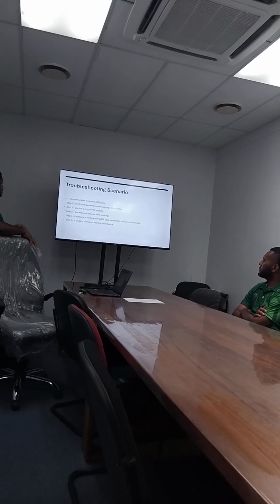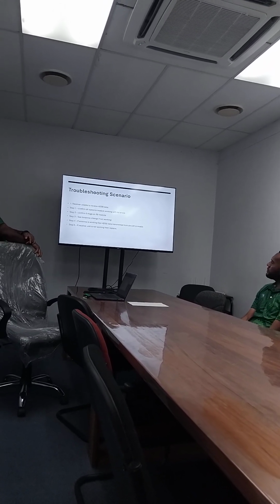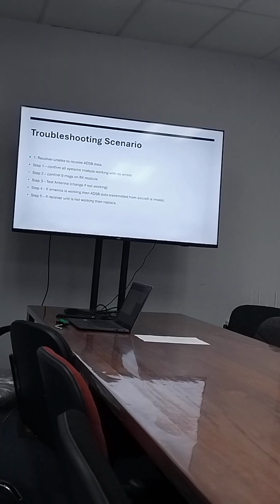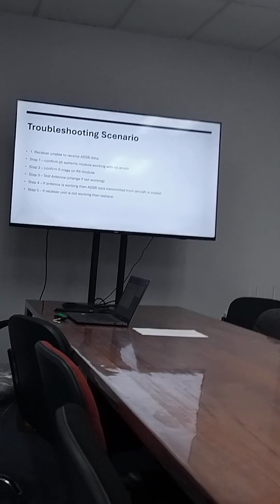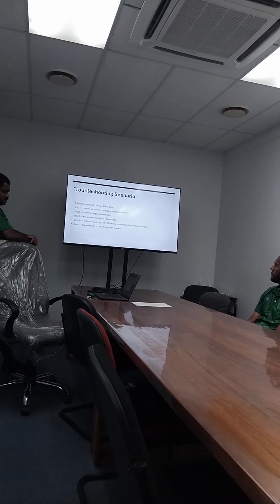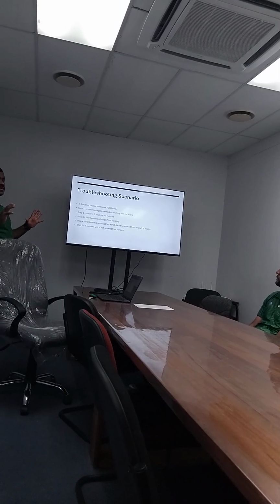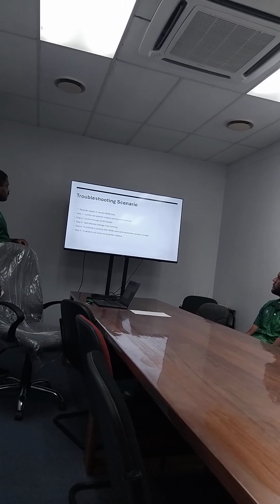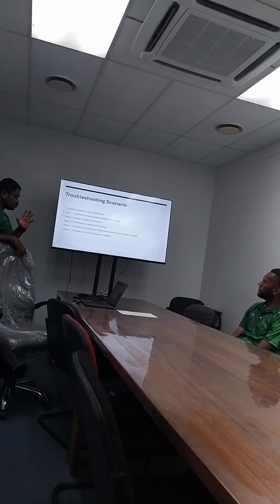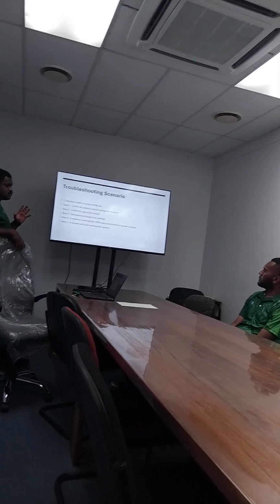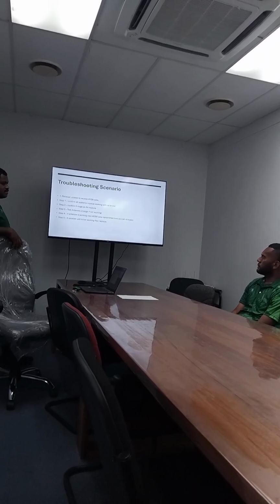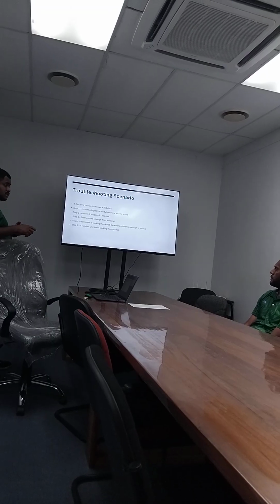Okay, moving on to the troubleshooting scenario. We have a receiver unable to receive ADSB data. So as a tech, what do we do? We come onto the system and confirm that all system modules are working with no errors. The second step, we confirm that zero messages are received on the receiver module. If there are no messages on the receiver module, then you assume it's the antenna. Then the next step is testing the antenna: replace it with a spare antenna.